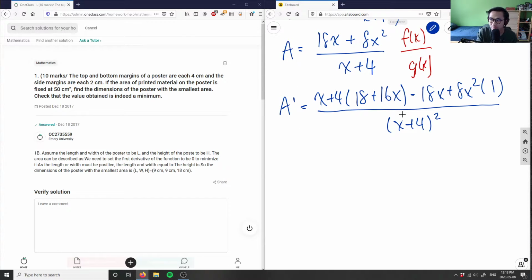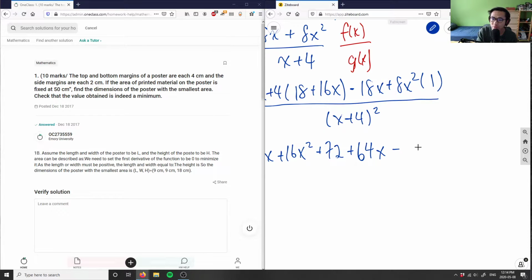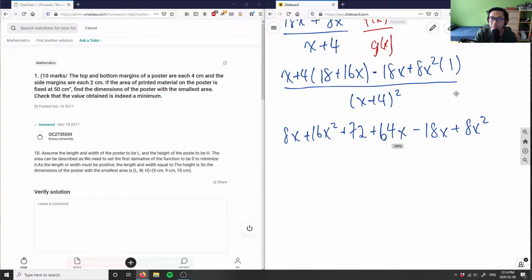So that's what we're doing. Let me set this to 0. I'm setting A prime to 0. And then what I'm going to do is factor in and hopefully collect some like terms here. Again, I can FOIL x plus 4 and 18 plus 16x here. So foiling this, I would get 18x plus 16x squared plus 18 times 4 is 72, plus 4 times 16x is 64x, minus, and then this is simply times 1, right? So I can just write 18x plus 8x squared here. And then this is all over.